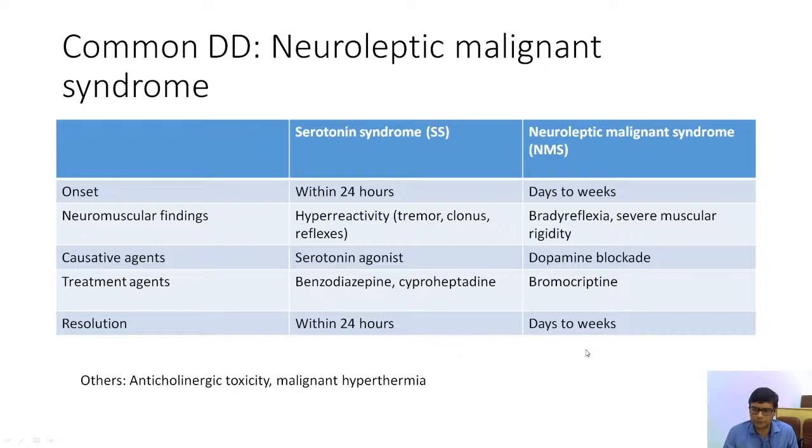Okay, so other similar features can be in the form of anticholinergic toxicity, and malignant hyperthermia, which is seen in the case of halothane. You already know this about malignant hyperthermia. Dantrolene is used for this. Okay, and it also shows some genetic predisposition.